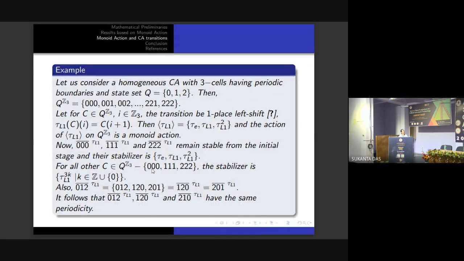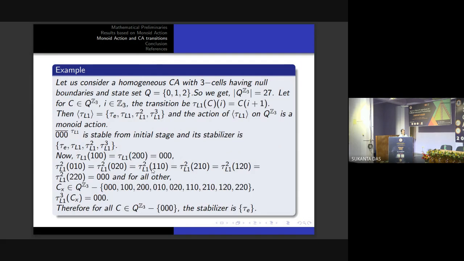Yeah, I will just quickly go on to another example where we have periodic boundary conditions. If we take the states to be 0, 1, and 2, similarly we can form this. And we have taken the transition function to be a left shift action. So 0, 0, 0, 1, 1, 1, and 2, 2, 2, these three configurations will remain stable from their initial state. Others, maybe after one step or two steps, will go on and have a periodic configuration. So for periodicity, in the case of 0, 1, 2, 1, 2, 0, and 2, 1, 0, these three configurations will be the same only. Likewise, in the same concept, if we have a null boundary, then also we can formulate our stabilizers likewise.